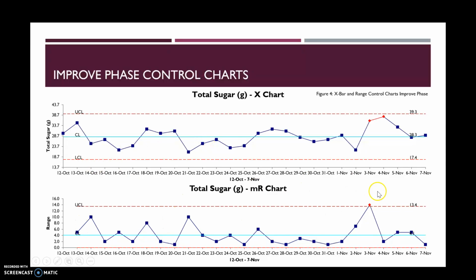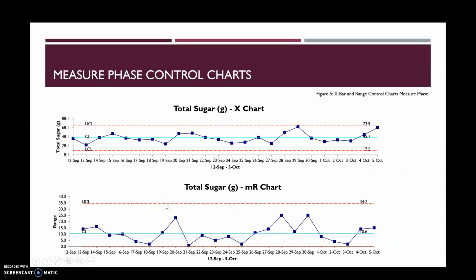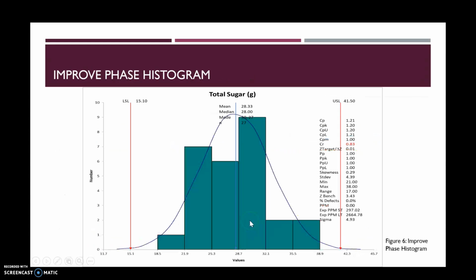Same with my range. I only have this one point here that was on that Saturday the 3rd, which is totally understandable. I know why that happened. So everything looks a lot better here, especially in comparison to before, when my average was much higher and I had a lot more points that were pretty irregular, especially with the range.